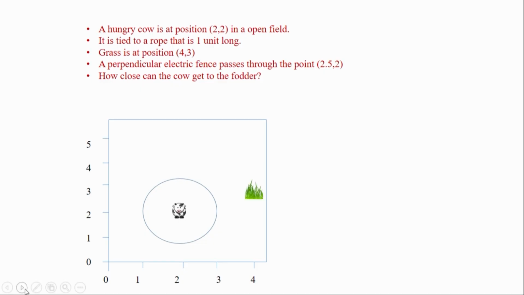Because it's tied to a rope that is 1 unit long, and there is some grass at position 4 comma 3, and an electric fence passes through the point 2.5 comma 2. This is like a perpendicular electric fence that passes through this point. Now the question is, how close can the cow get to the fodder? What would be your answer to this problem? Or rather, how would you try to solve this problem? What is your thought process?